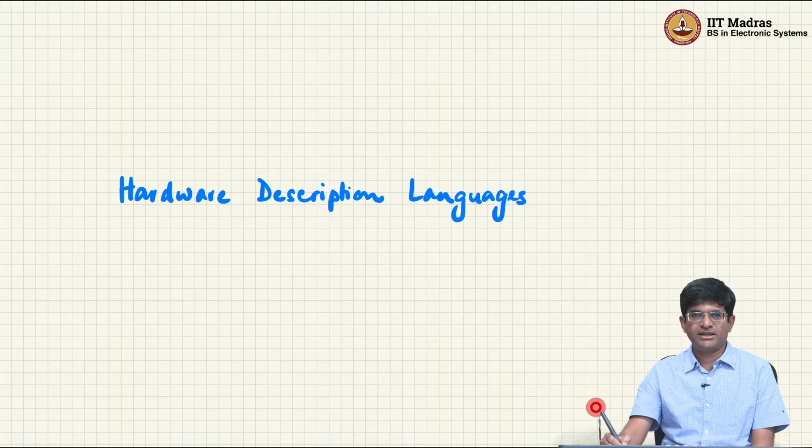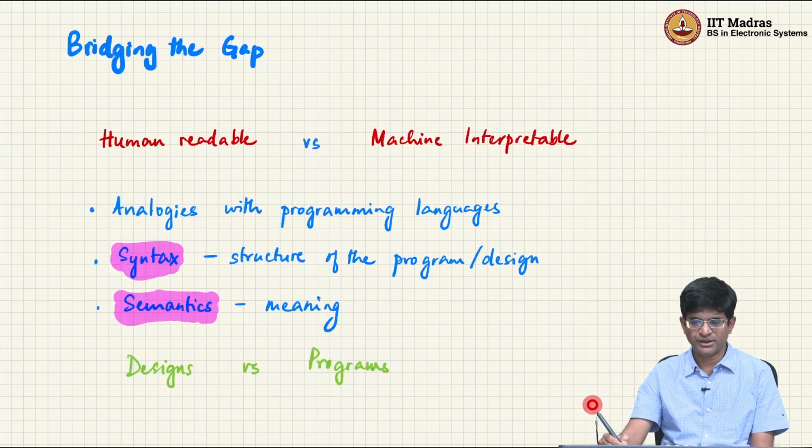Okay, now that we have seen how a reasonably complex system could be designed, let's talk about hardware description languages, which are going to play a very important role in the rest of this course. What exactly are they, and what kind of role can we expect them to play is something that we are going to very briefly touch upon over here. We want to basically bridge the gap between a human readable description and a machine interpretable or machine understandable description of a circuit or a system, right?